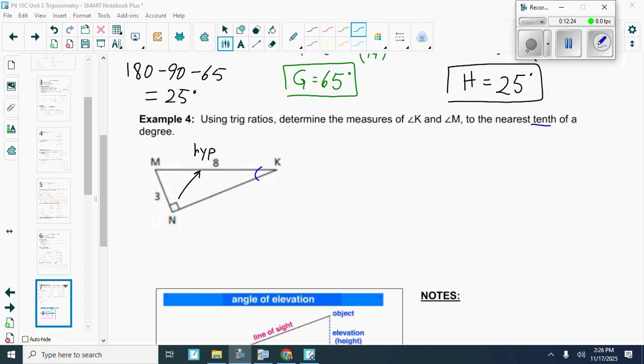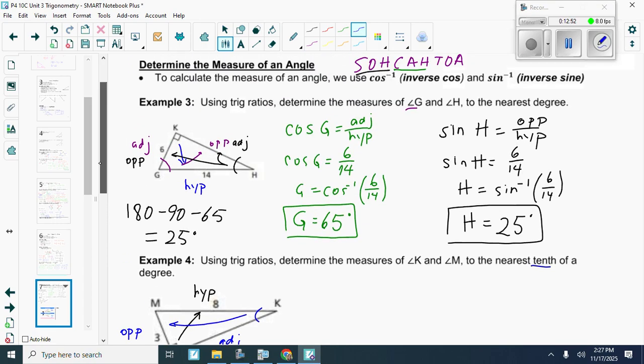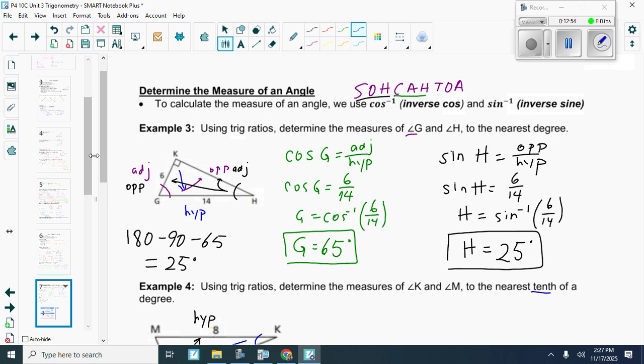So in labeling your triangle, the side across from angle K is going to be our opposite side. The side touching K, that's our adjacent. So step number 1 is making sure that you've labeled it correctly. Then you take a look and say, oh, I have an opposite and I have a hypotenuse. Which one of my trig ratios do I want? So you look at your SOHCAHTOA, and you're like, okay, opposite and hypotenuse, that means I want sine.